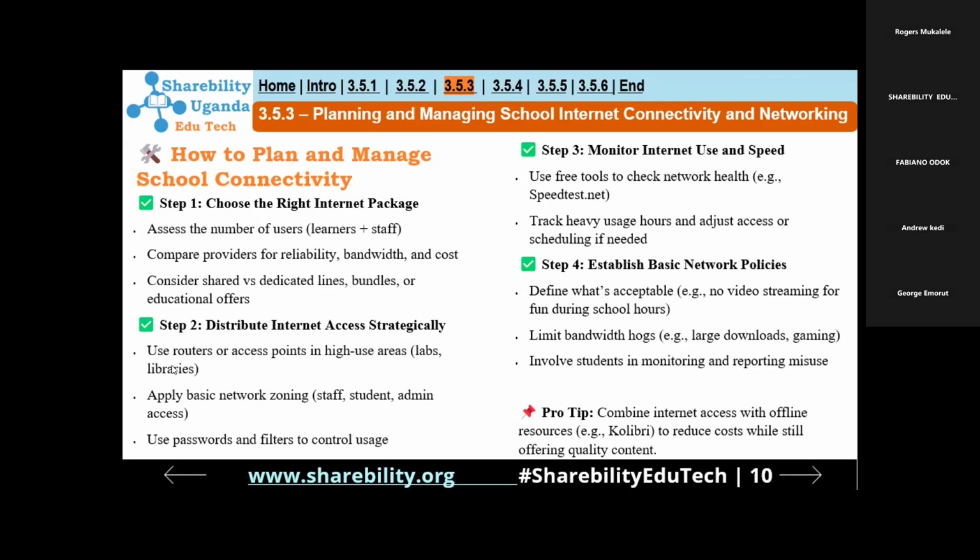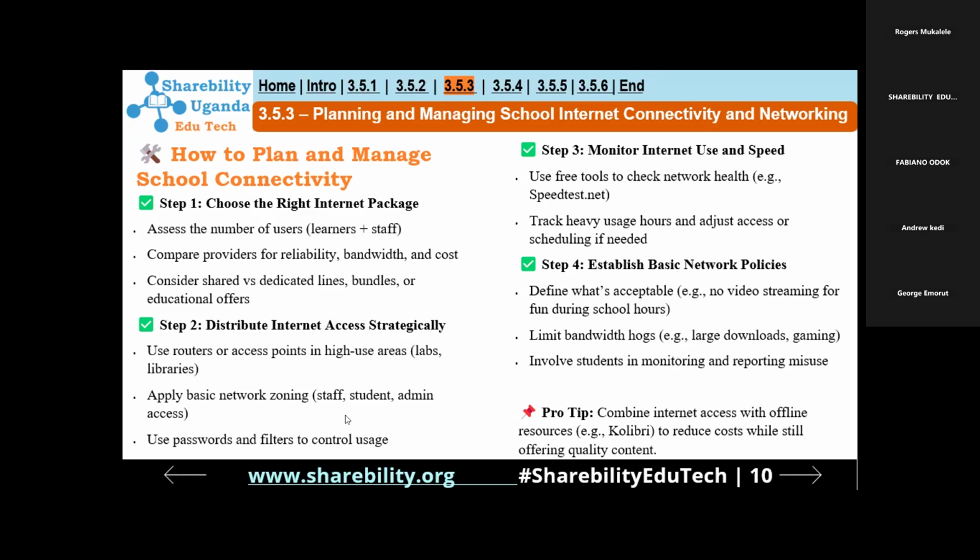Put in staff wireless. In our Sharebility program, we're looking at culture. So internet connectivity, we have the 10 C's framework. Connectivity is one of them and culture is another. Make sure that your teachers have access to Wi-Fi so that they can use it to research, to get videos on YouTube, so they can integrate technology in their teaching.